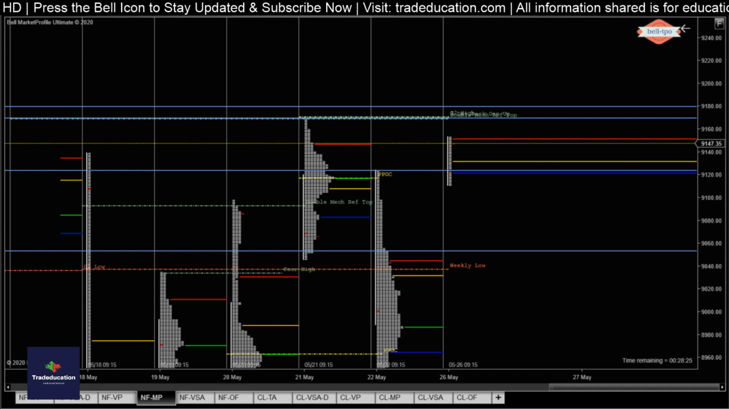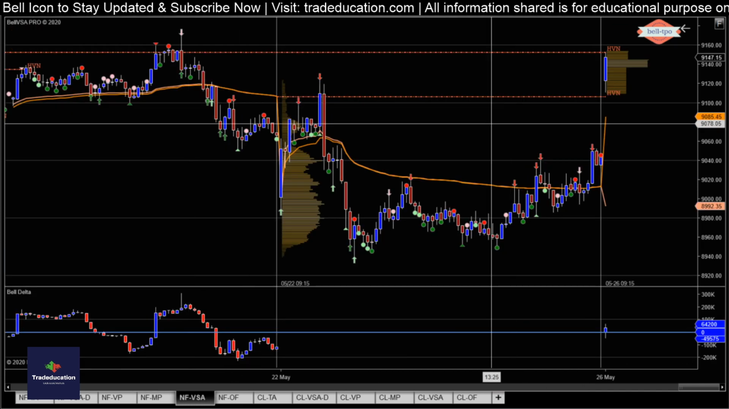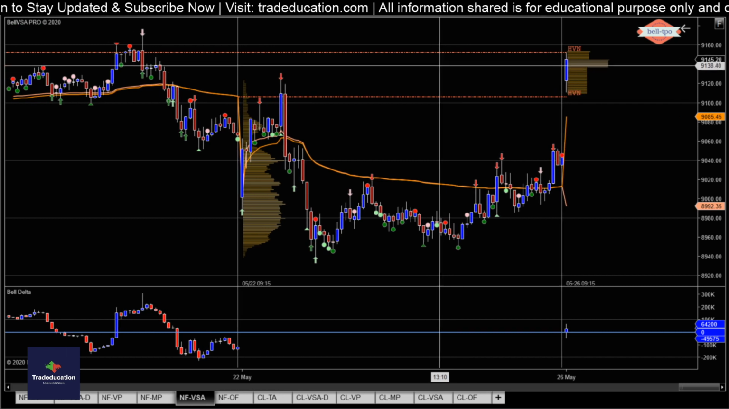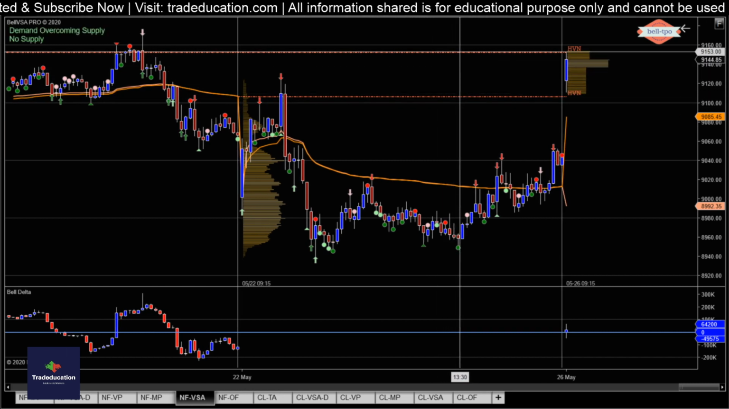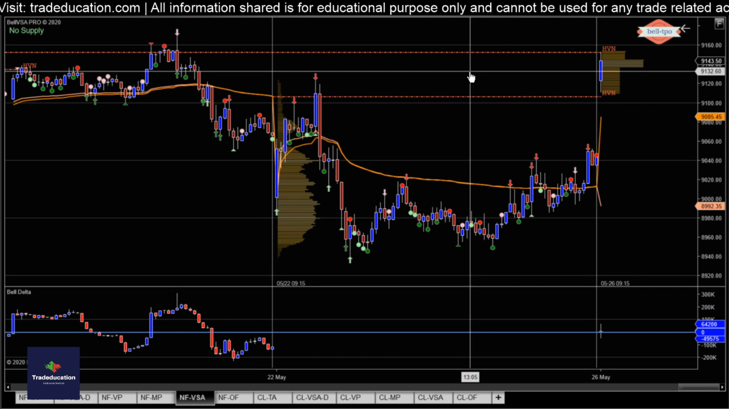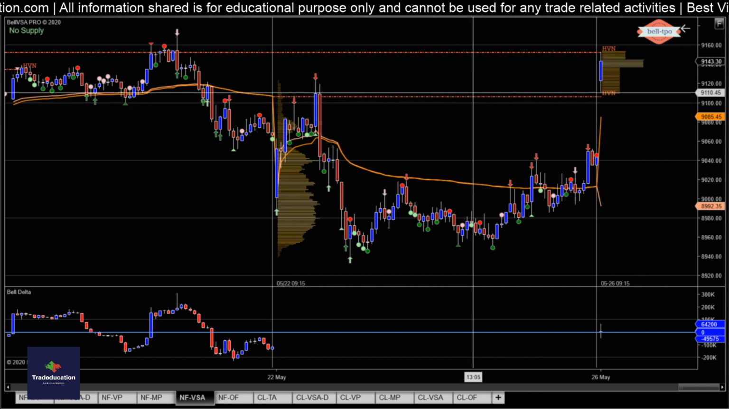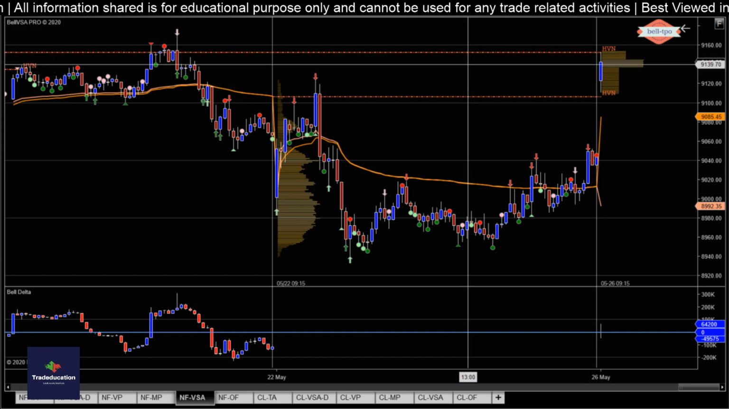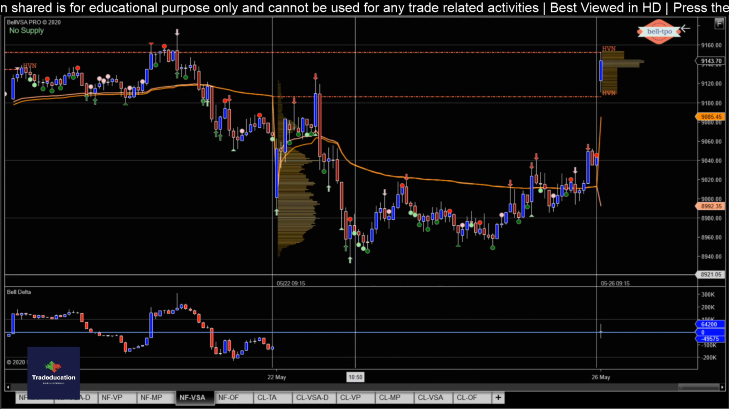Nifty currently, I'm getting alerts that it is tagging an HVN. From the VSA chart, these are the two HVNs where the major auction has developed. Both the HVNs are tagged. It means sequencing is currently going on, so more upside needs to be seen.